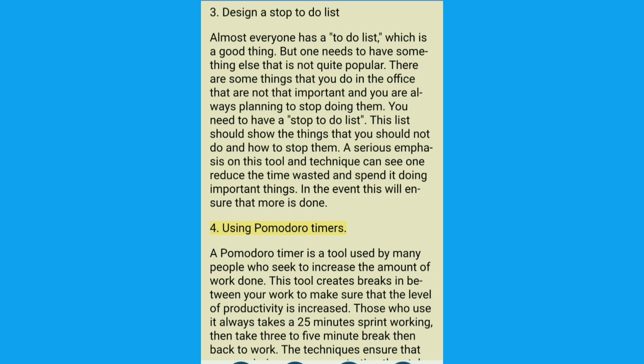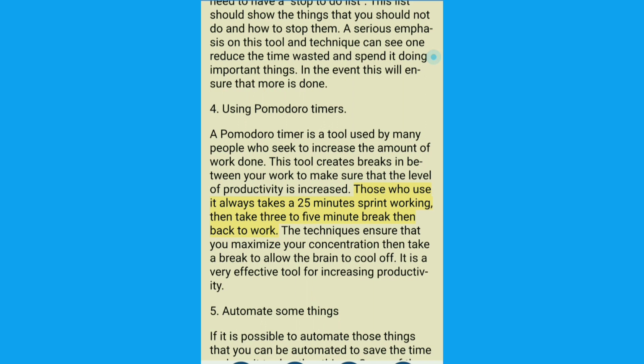3. Design a stop to-do list. Almost everyone has a to-do list, which is a good thing. But one needs to have something else that is not quite popular. There are some things that you do in the office that are not that important and you are always planning to stop doing them. You need to have a stop to-do list. This list should show the things that you should not do and how to stop them. A serious emphasis on this tool and technique can see one reduce the time wasted and spend it doing important things. In the end, this will ensure that more is done.